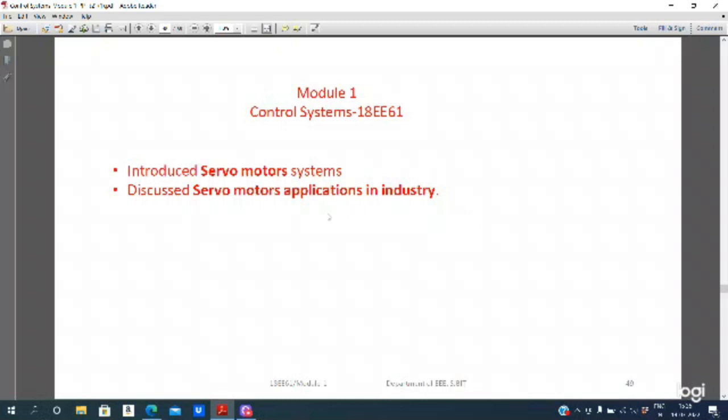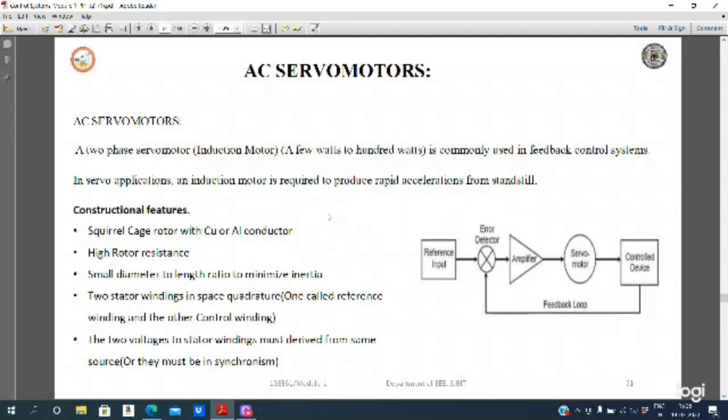Today I'm going to explain the introduction to servo motors, discussions on servo motors and their applications. First we are concentrating on AC servo motors. As we all know, the servo motor is an AC motor, and it is also obtained from DC. So we have both AC servo motors and DC servo motors. An AC servo motor is basically a two-phase servo motor, that is, an induction motor.